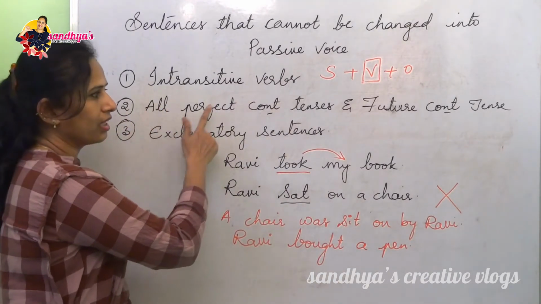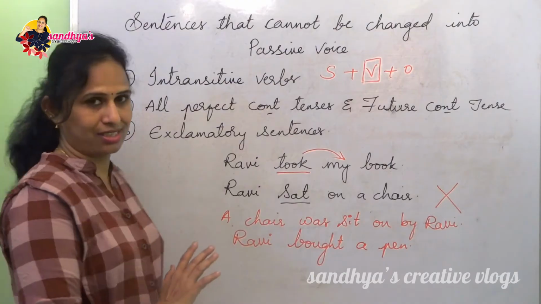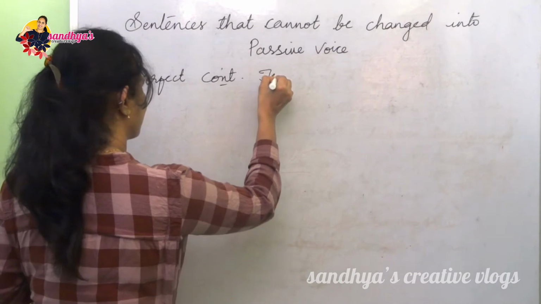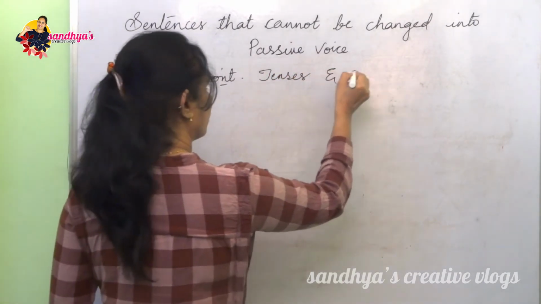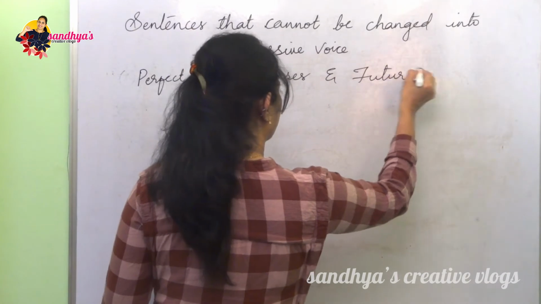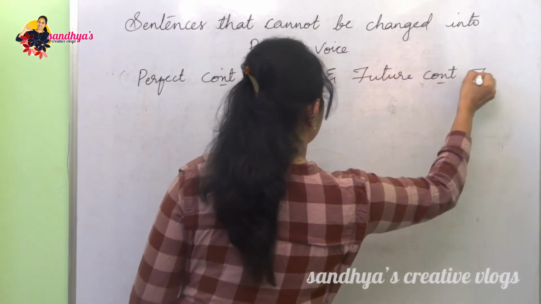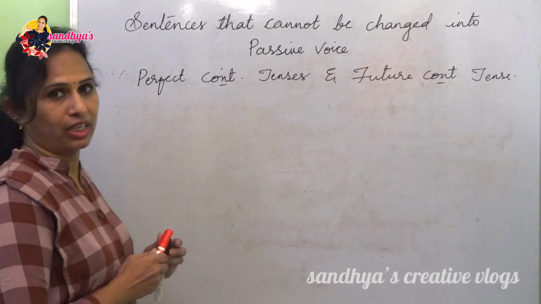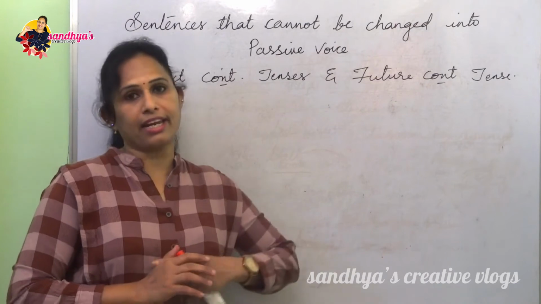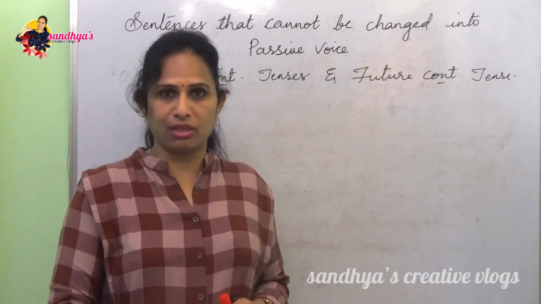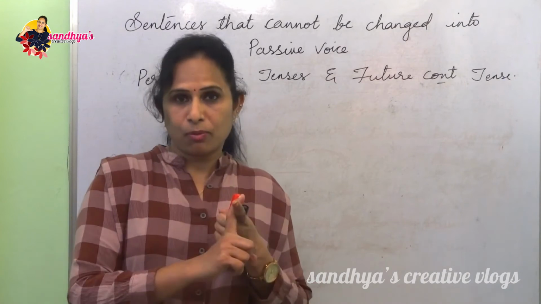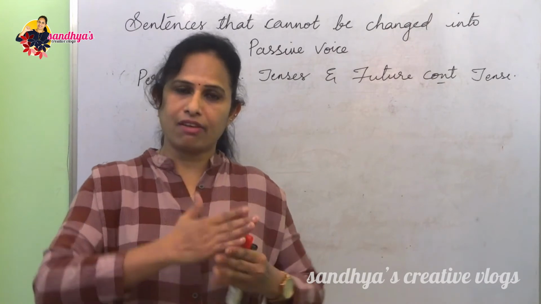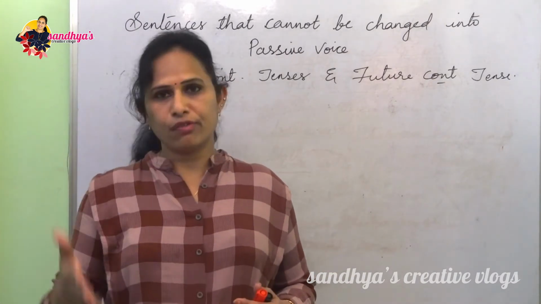That is, all perfect continuous tenses and future continuous tense. Now I'll take examples in all the four. Like we have four types of tenses and each tense is subdivided into another four types. Like if you take present tense, we have simple present tense, present continuous tense, present perfect tense and present perfect continuous tense. In the same way, in past we have four and even in future we have four.